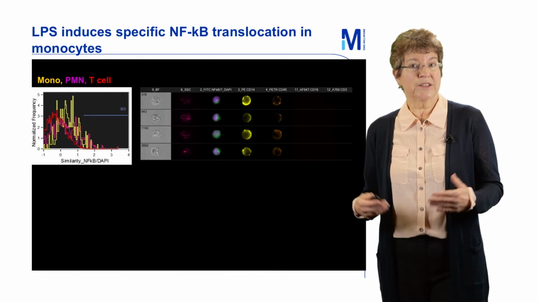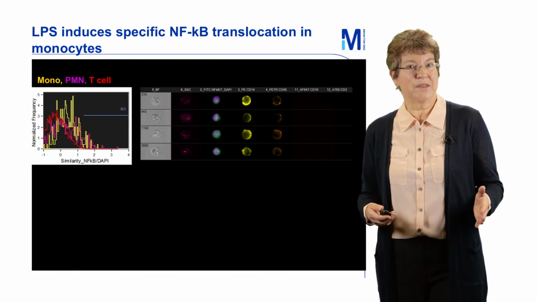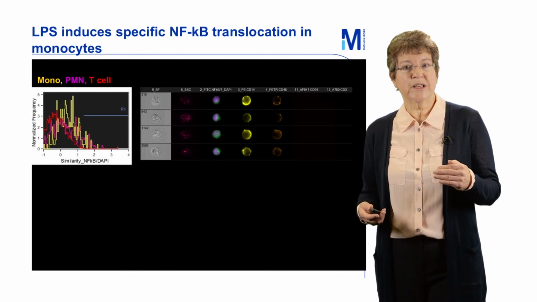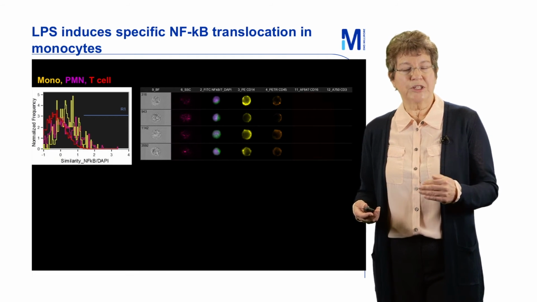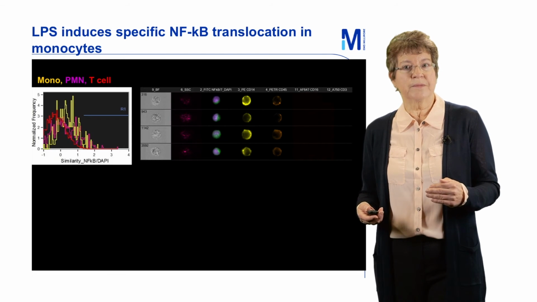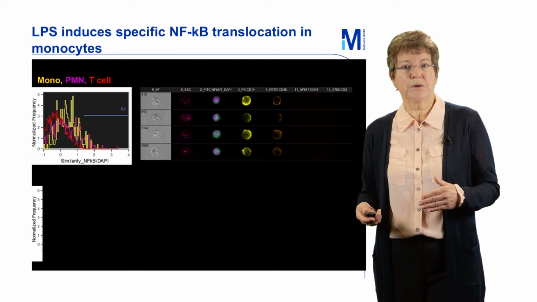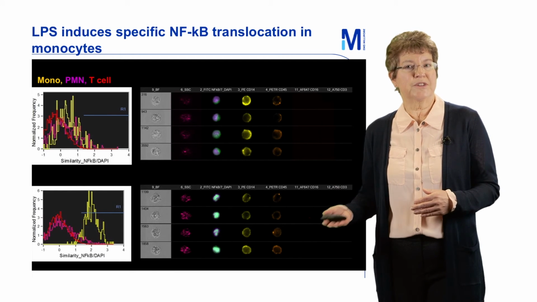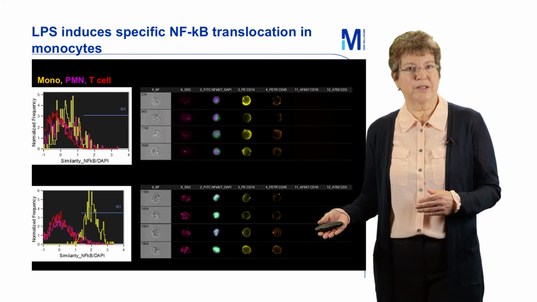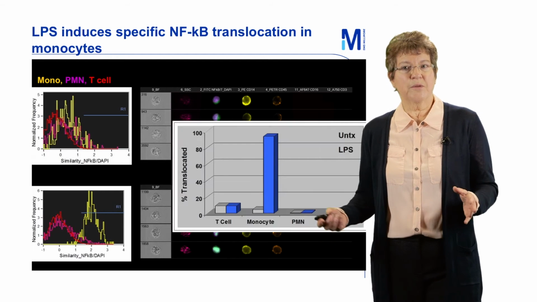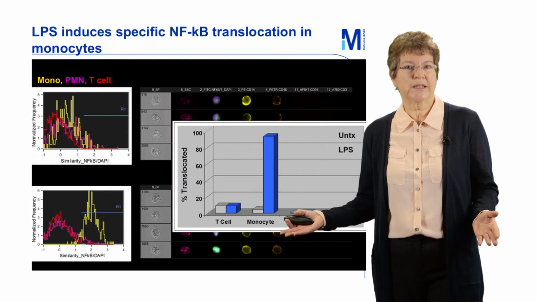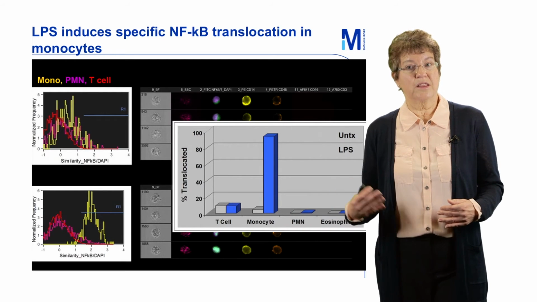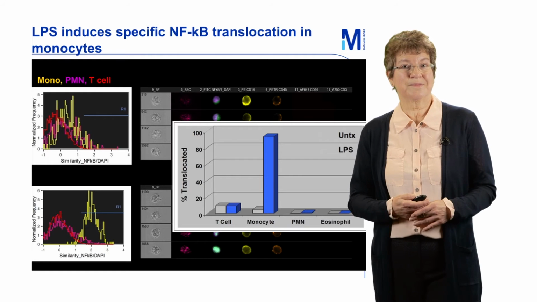When we go back and look at those subsets that we analyzed by the leukocyte phenotyping, you can see that in this unstimulated sample, all of the populations have low similarity scores. The mean of these populations is low. In the stimulated sample, you can see that the monocyte population has shifted to the right. We have a very high similarity score. So then we can make the conclusion that it's the monocytes in this population that have translocated their NFkB into the nucleus, not the T cells, the eosinophils, or the neutrophils.